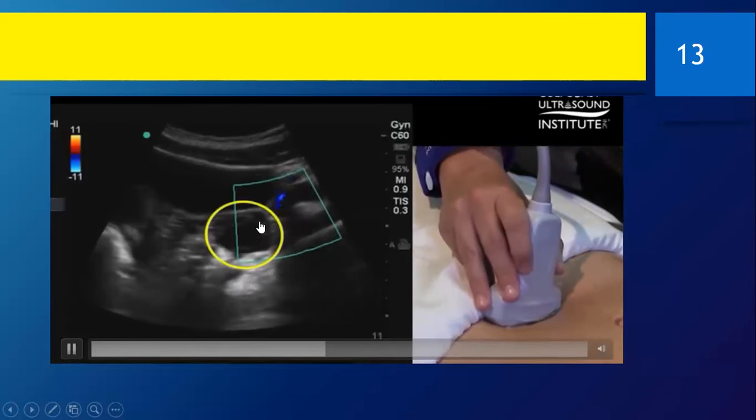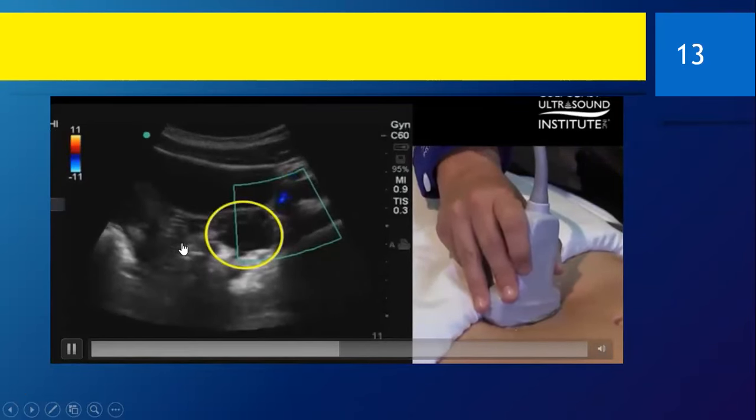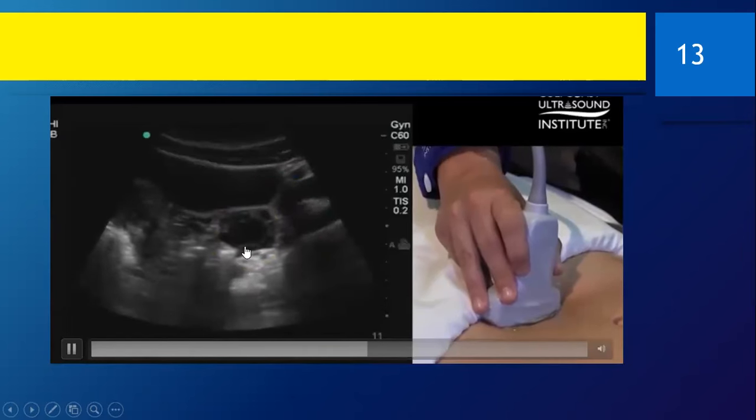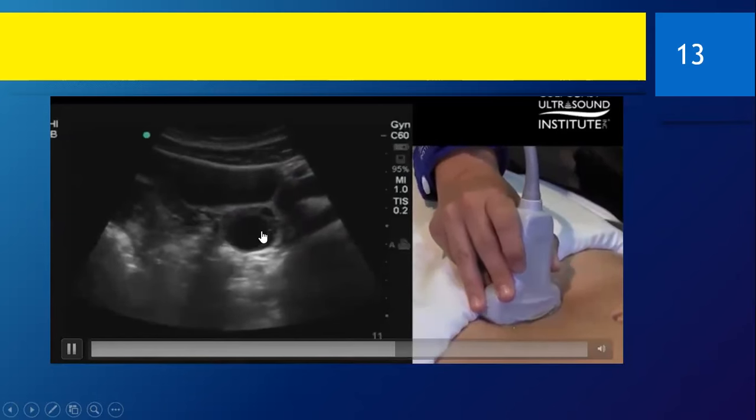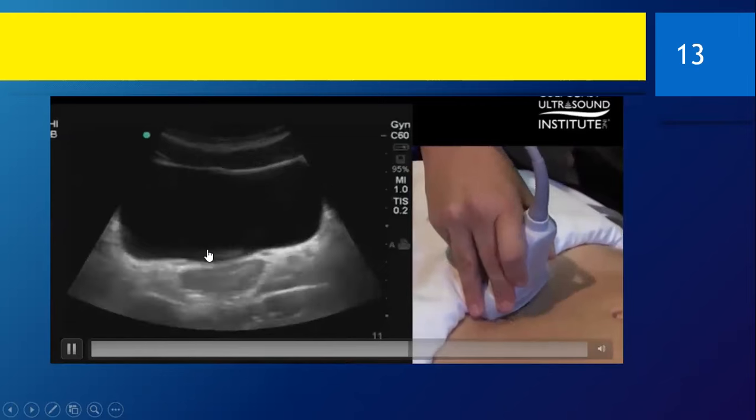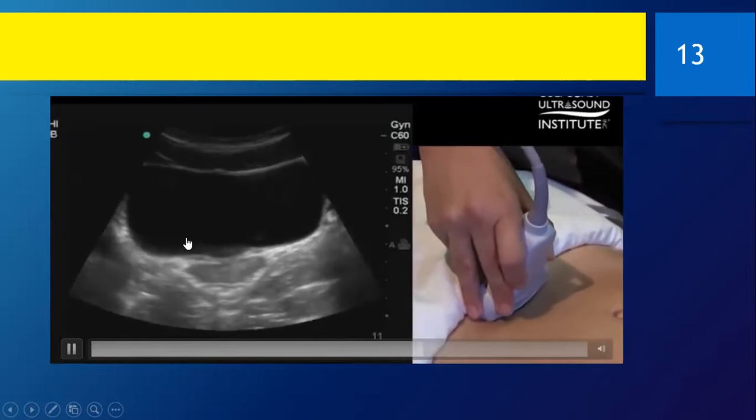And then we'll start to angulate the probe a little bit. The ovary will be related to the iliac vessels. It's in direct relation to the iliac vessels. And voila, this is the ovary. Regardless of what it contains, this is the technique of how to locate it.